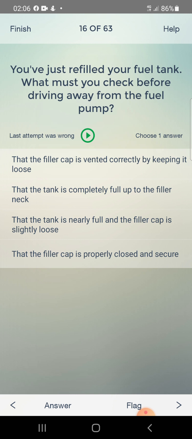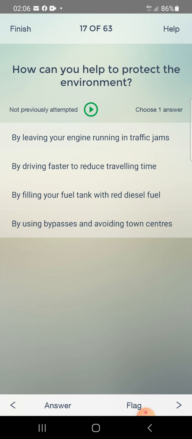That the fuel cap is vented correctly by keeping it loose. That the tank is completely full up to the filler neck. That the tank is nearly full and the filler cap is slightly loose. That the filler cap is properly closed and secure. Yes. How can you help to protect the environment?